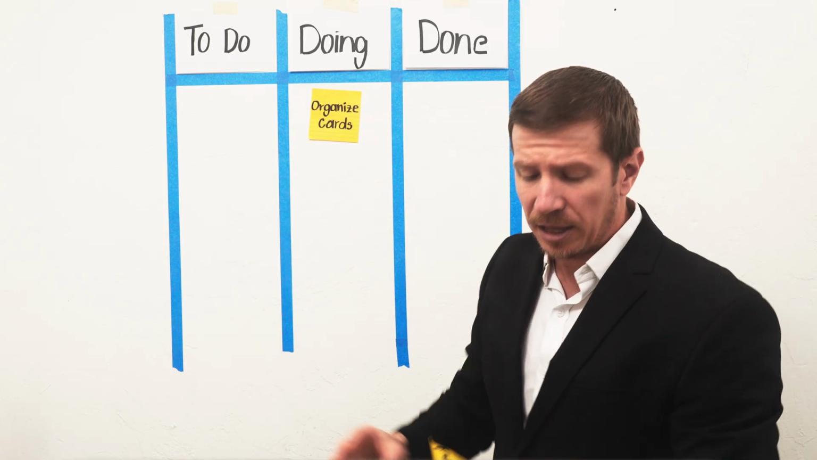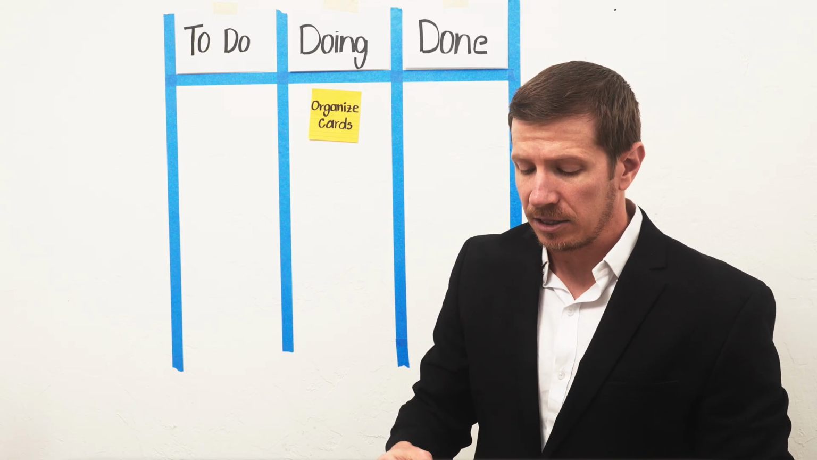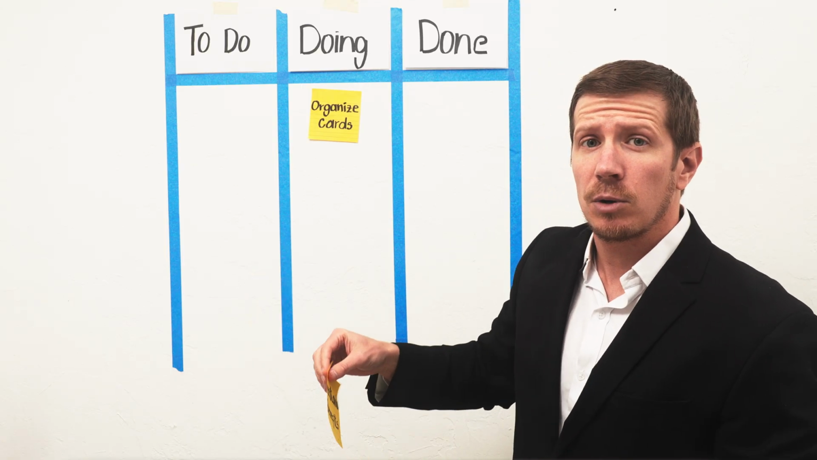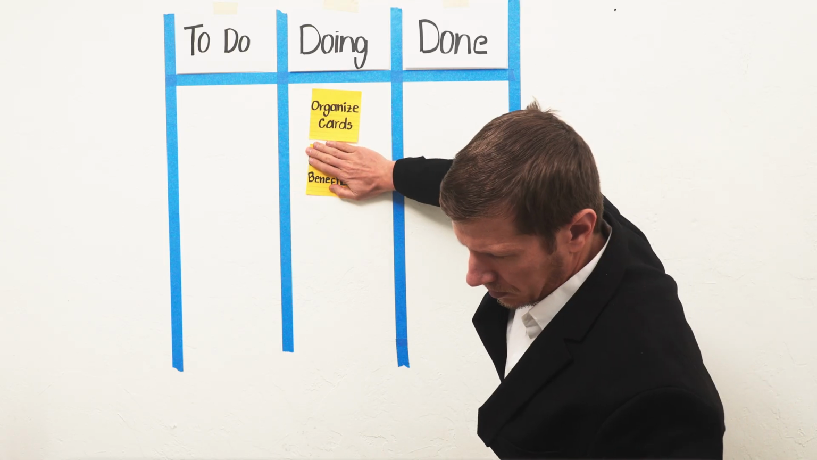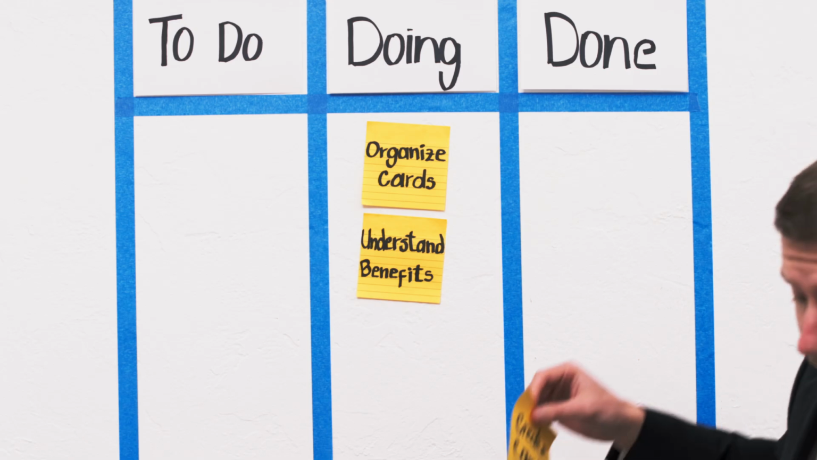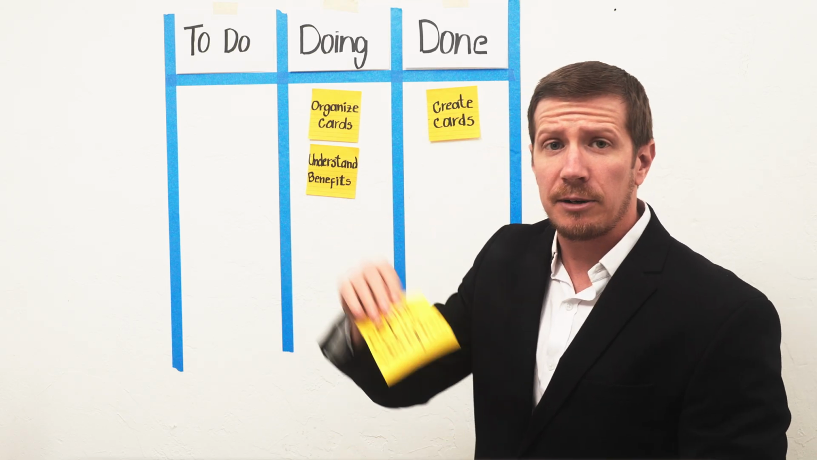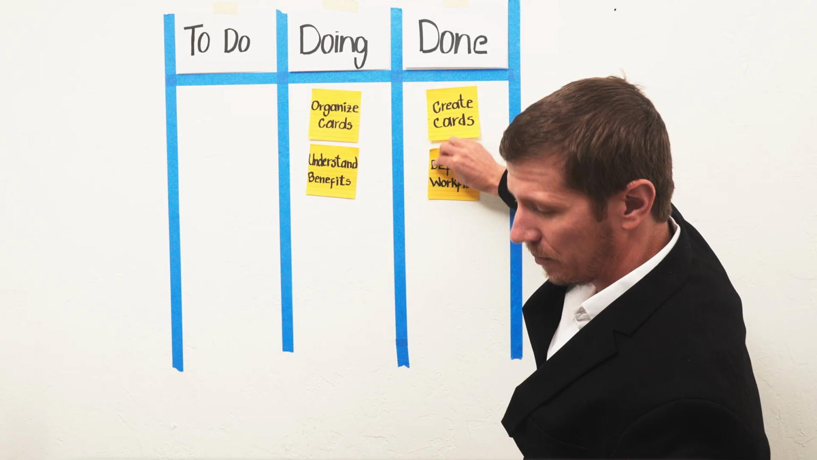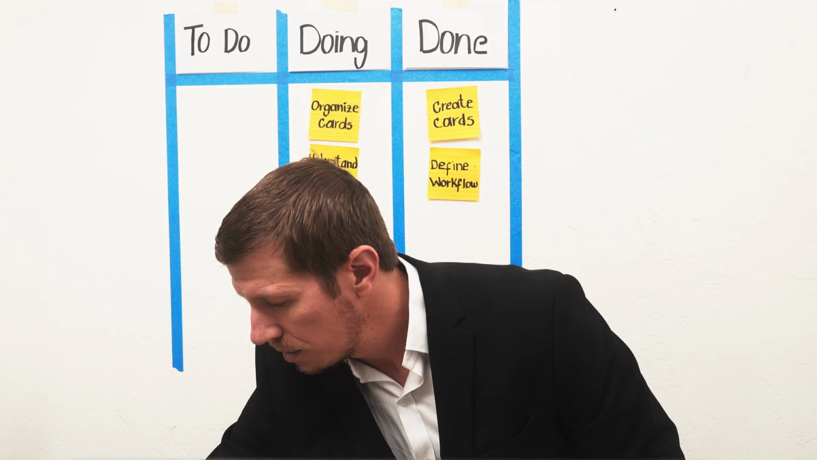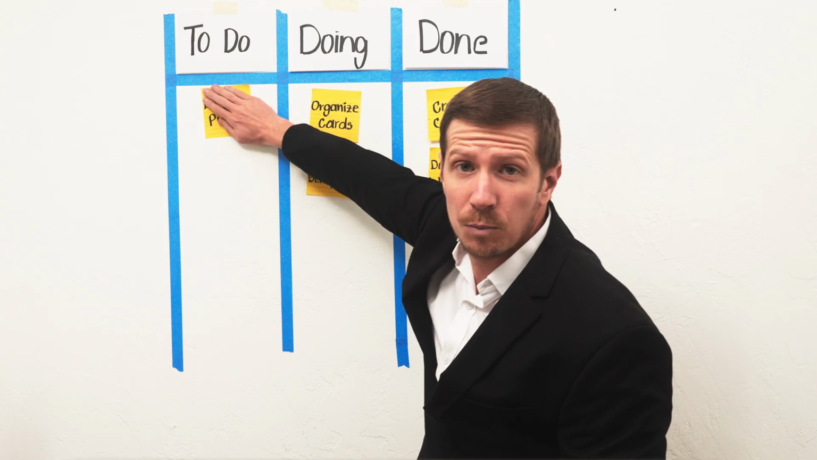I started explaining the benefits of Kanban, but there are still more items that I can discuss, so I'm going to put this also in doing. Now, I created the cards before the conversation, so I'll put this into done. And I just defined the workflow a moment ago. There are a few items that I've yet to start. I will put these into do.